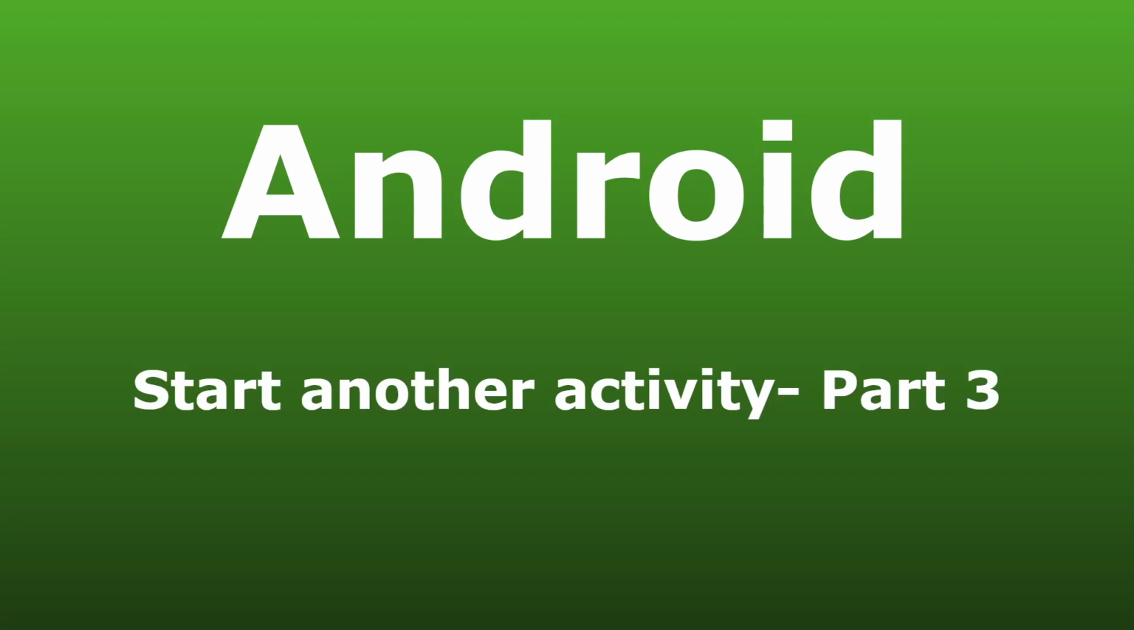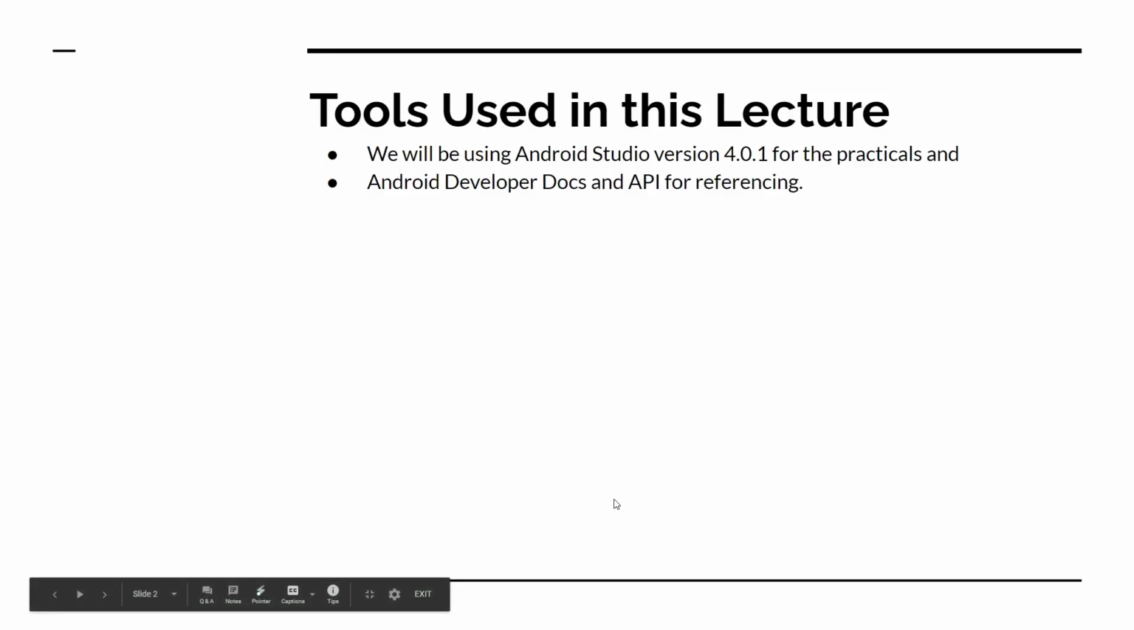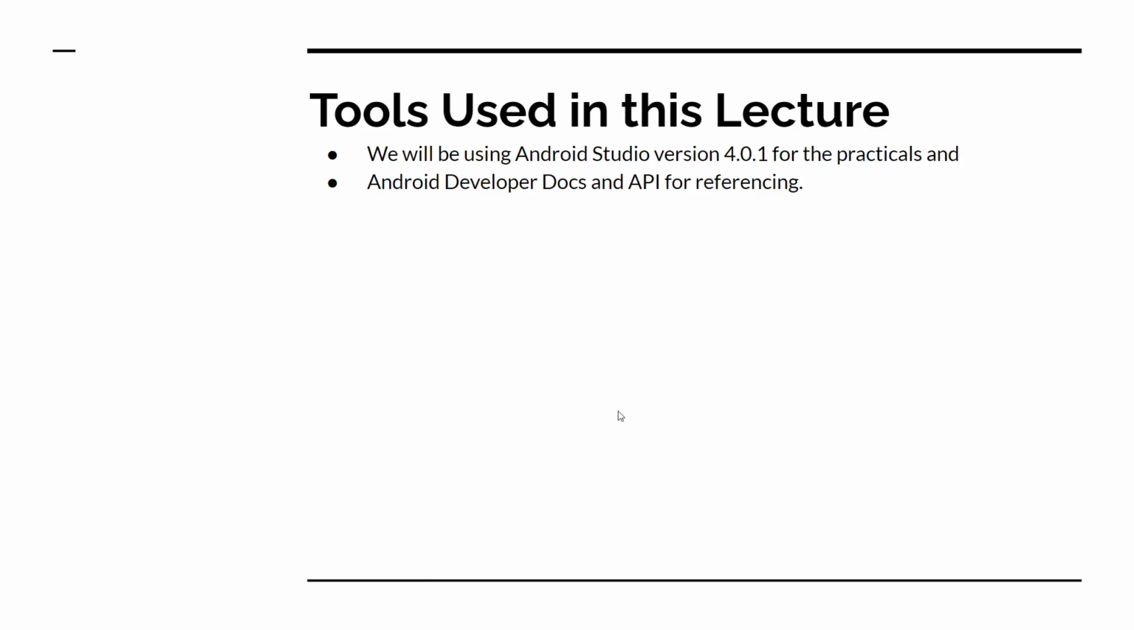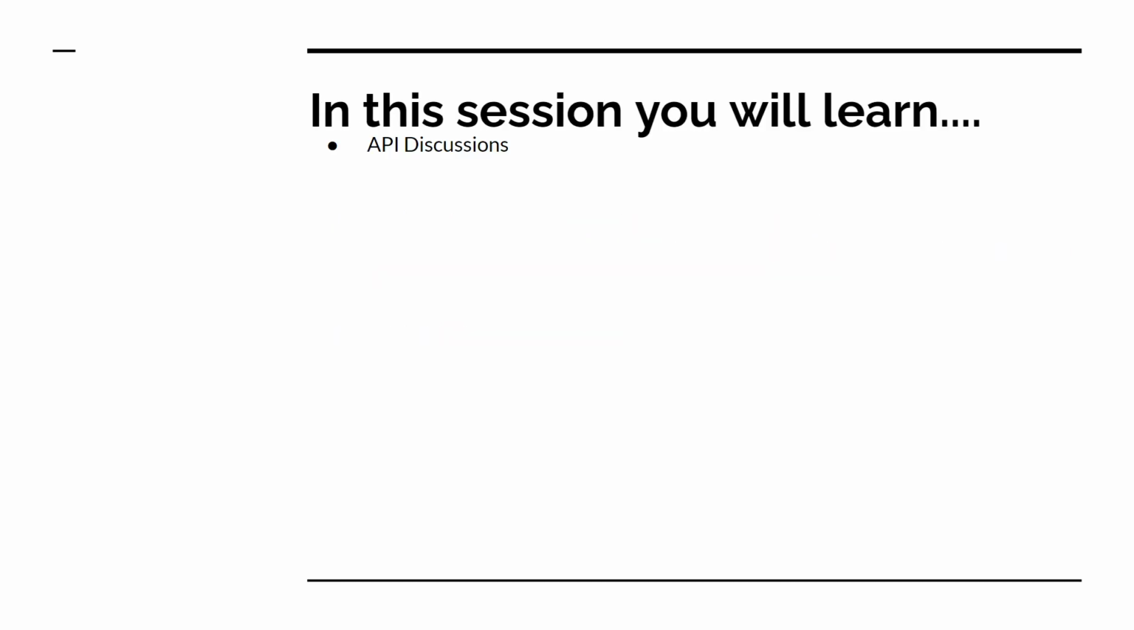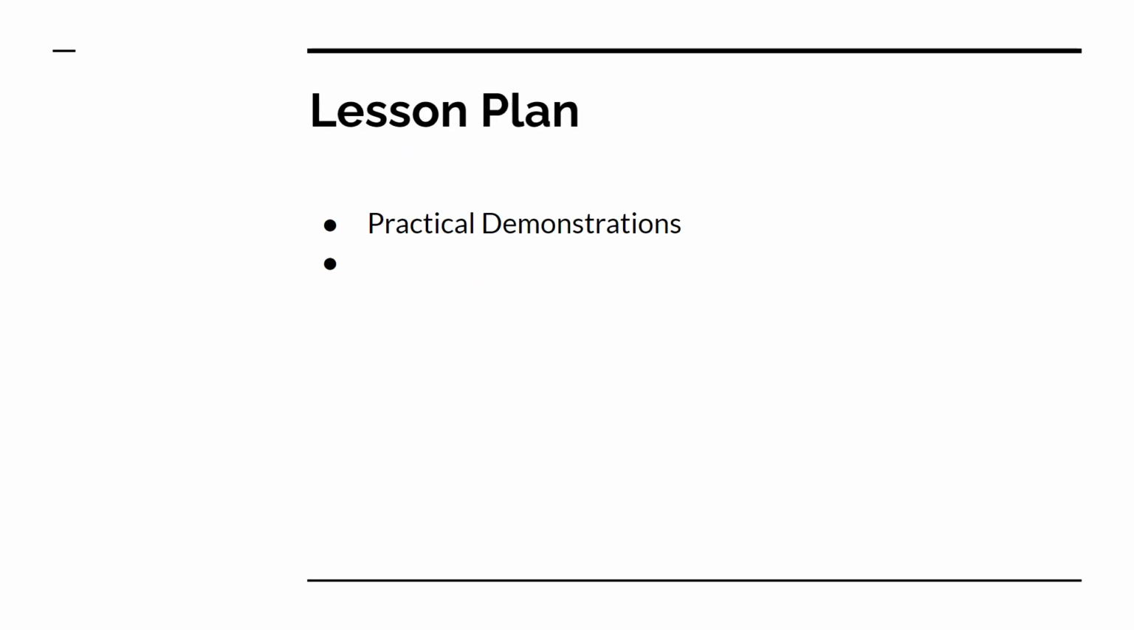Hi all, welcome to the lesson, Start Another Activity, part 3 in Android. This is part 3, so you have to make sure to look at part 2 before this lesson. We'll be using Android Studio version 4.0.1 for practicals and Android developer docs and APIs for referencing. You need to have some Java knowledge, plus you need to look at the previous lesson, which is Start Another Activity part 2, before this. We'll be doing API discussions in this lesson, and practical demonstrations as usual. Let's dig into the lesson now.